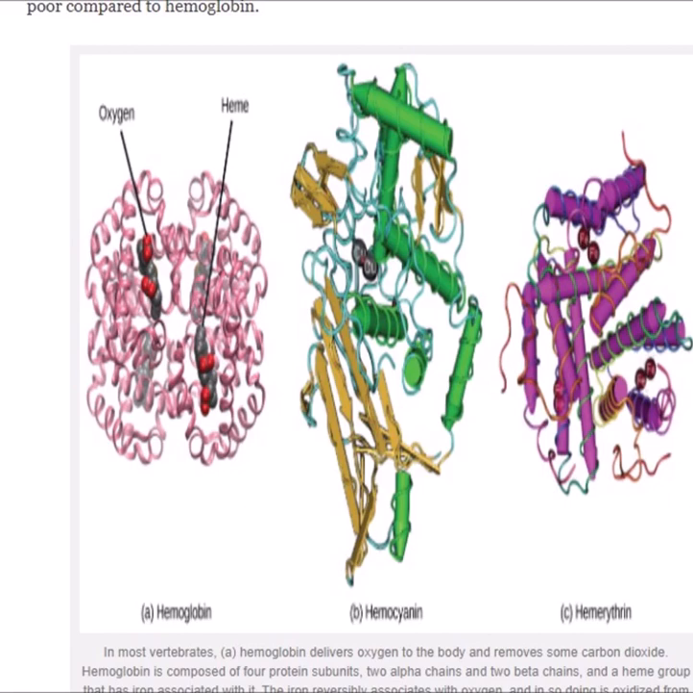Chlorocruorin, a green-colored iron-containing pigment, is found in 4 families of polychaete tubeworms. Hemerythrin, a red iron-containing protein, is found in some polychaete worms and annelids. Despite the name, hemerythrin does not contain a heme group, and its oxygen carrying capacity is poor compared to hemoglobin.